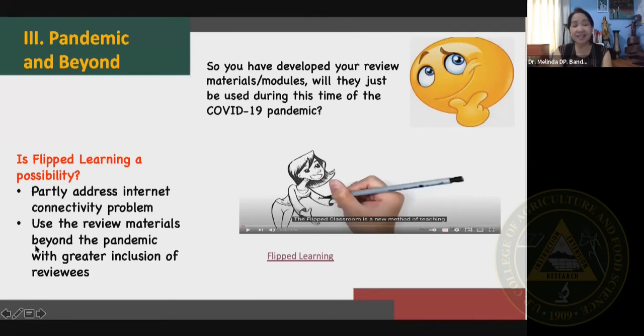I put here partly address the internet connectivity problem, which I think is a concern right now, and which will continue to be a problem for a longer time. Or we can also consider using the review materials even beyond the pandemic with greater inclusion of reviewees. Alam natin na yung mga nagre-review sa atin, minsan ang iba sa kanila nagtatrabaho na. And chances are, kung nagpa-face-to-face review session na tayo, they will not be able to participate in review classes, right?